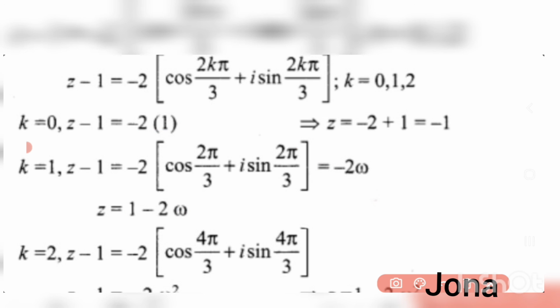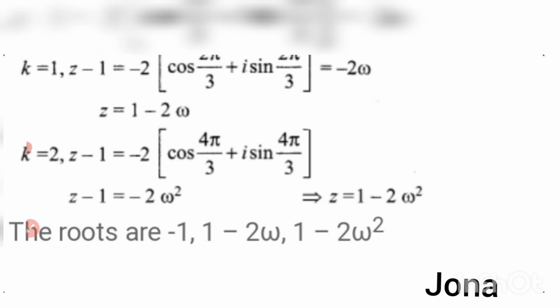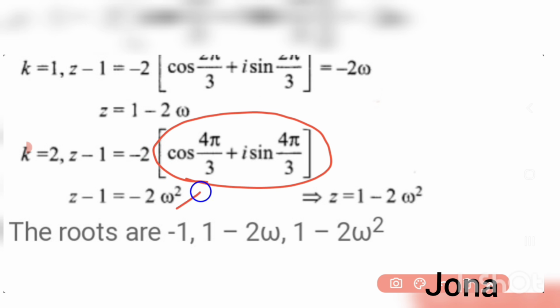And then put k equal to 2. It becomes cos 4 pi by 3 plus i sin 4 pi by 3. We can say this bracket is omega square. Take this minus 1 to the other side, it becomes plus 1. So we got z equal to 1 minus 2 omega square. Therefore, we found the roots as minus 1, 1 minus 2 omega, 1 minus 2 omega square.